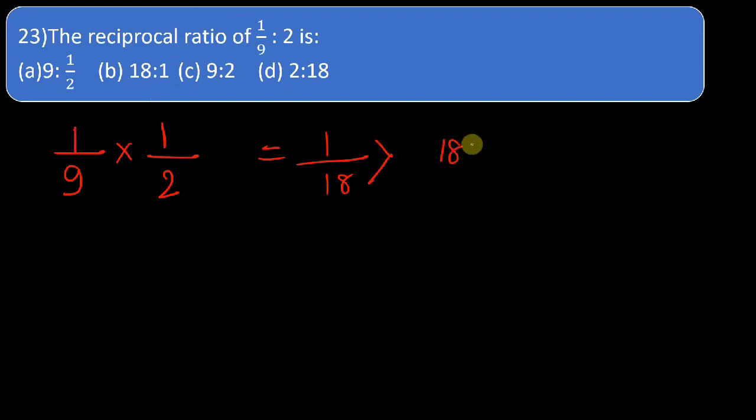Reciprocal ratio of 1:18. This can be written in the form of 1:9 into 1/2, that is 1/18. But now we are told to find the reciprocal ratio. Just take the reciprocal of this and we get 18:1, which is our correct answer. Option B is our correct answer.